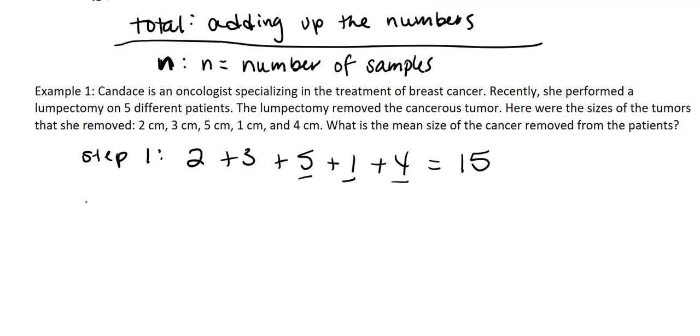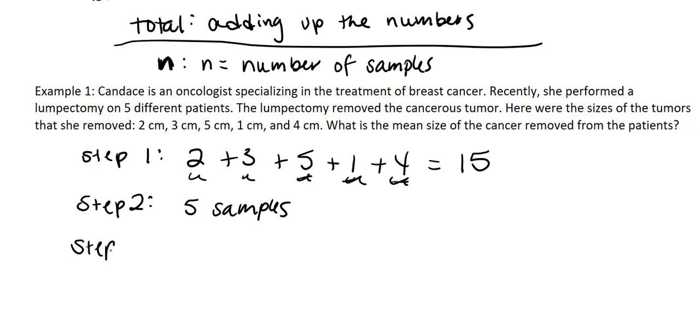And then step 2 is we're going to count how many samples there are. So how many total samples are there? Well, 1, 2, 3, 4, 5. So we have 5 samples, or 5 in our data set.